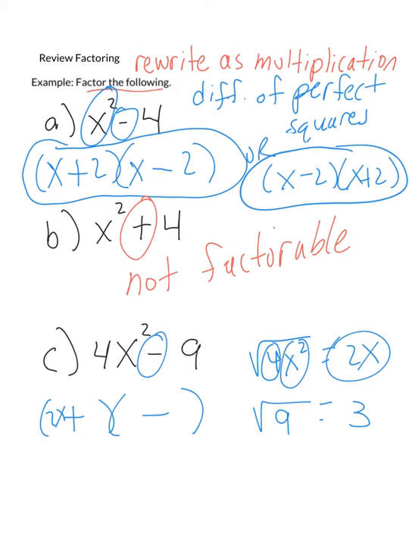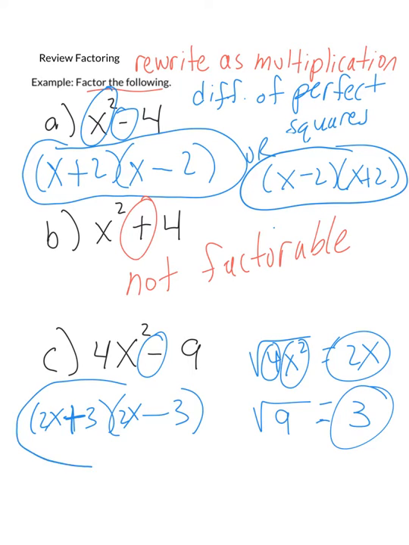Whoa, that's a sad looking 2x. Let me try to draw this at least a little bit nicer. My messy handwriting here. There we go. 2x goes in the first spots. The square root of the last term goes in the last spots. The square root of the last term was 3. So 3 goes in the last spots. So the final answer is 2x plus 3 times 2x minus 3.